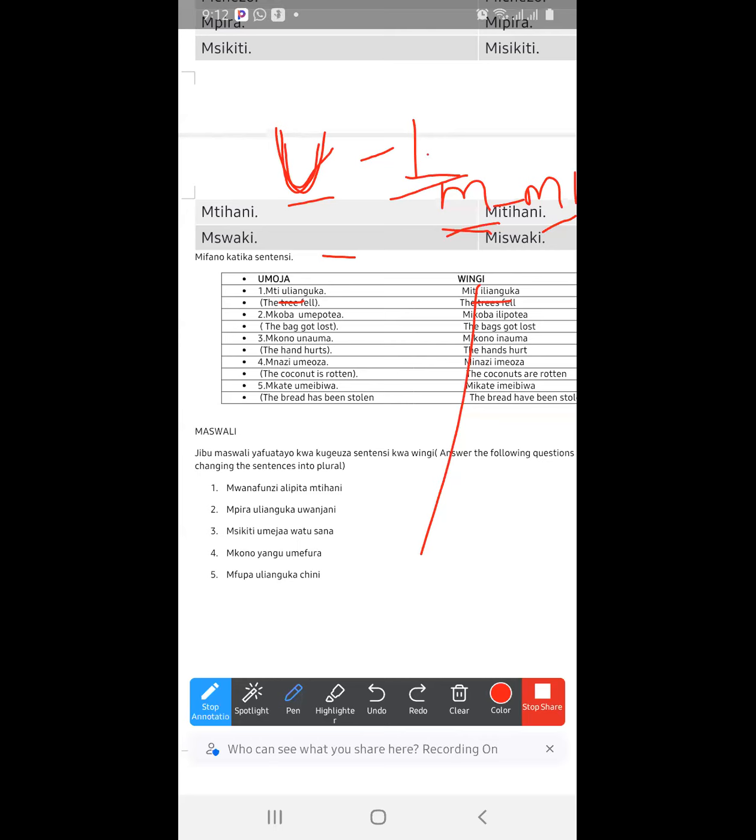So in simple terms, when you're looking at the words, the nouns will take mi. But when it comes to the verb, you have the u. Please take note of that, because here we have mti ulianguka, and on the other side miti ilianguka. You can see that the noun miti is tree, and tree is a noun. Noun in Kiswahili is nomino. So in miti you see the ngeli of mi is there. Then in ulianguka, and ilianguka, that is the verb.